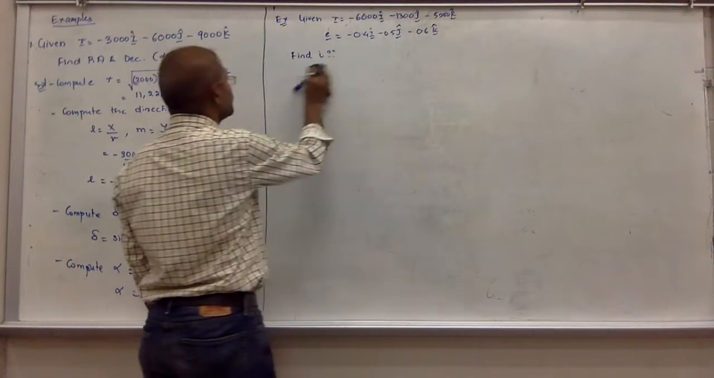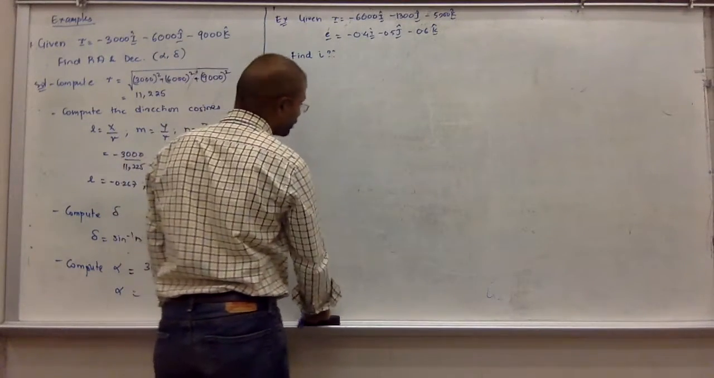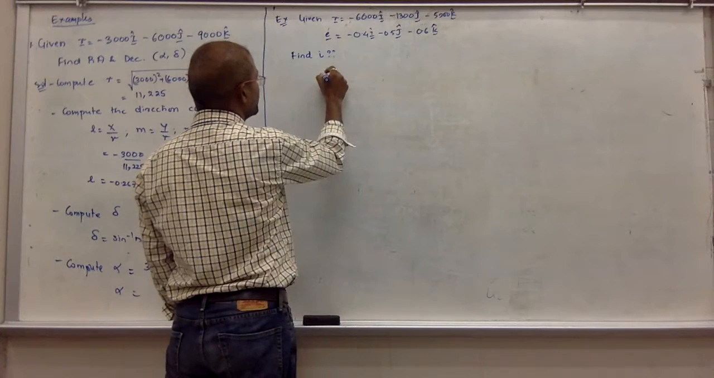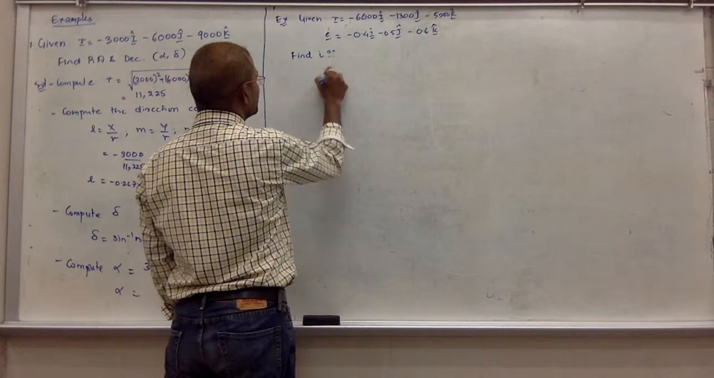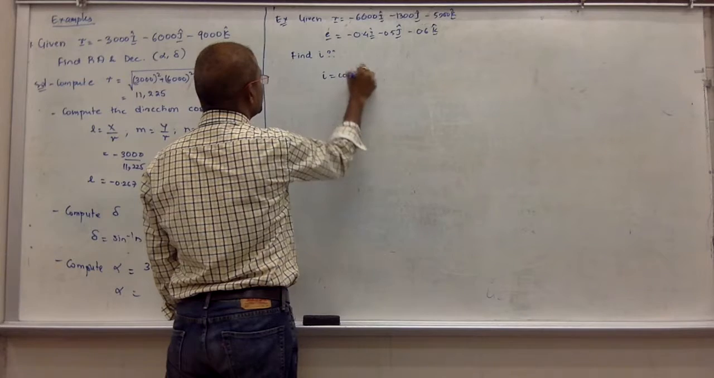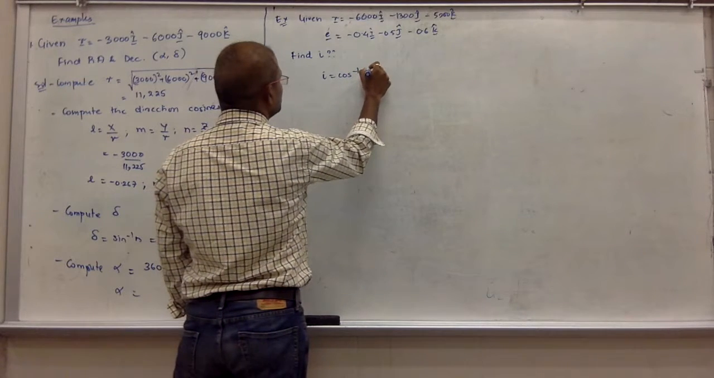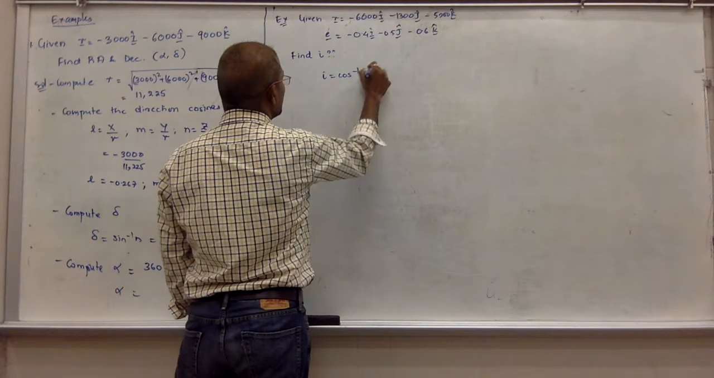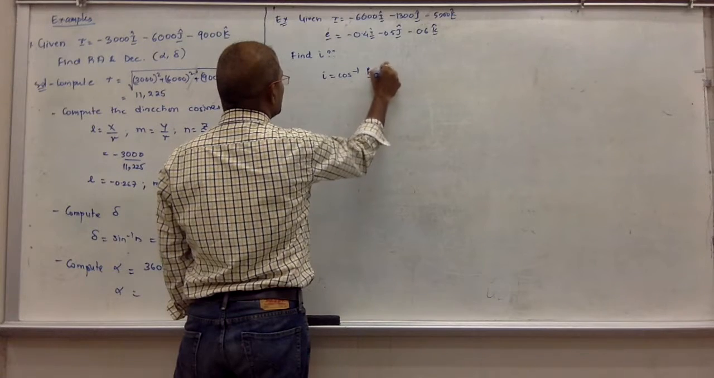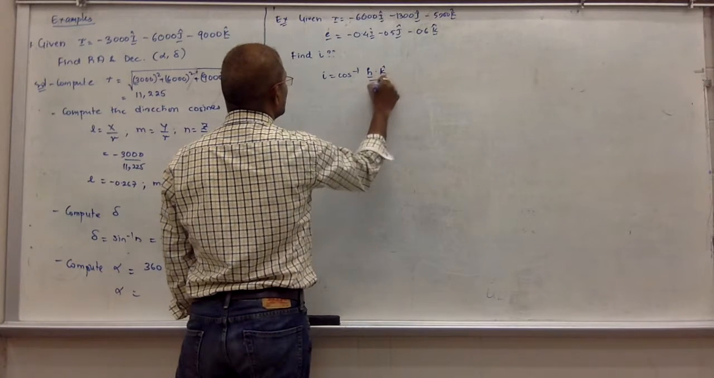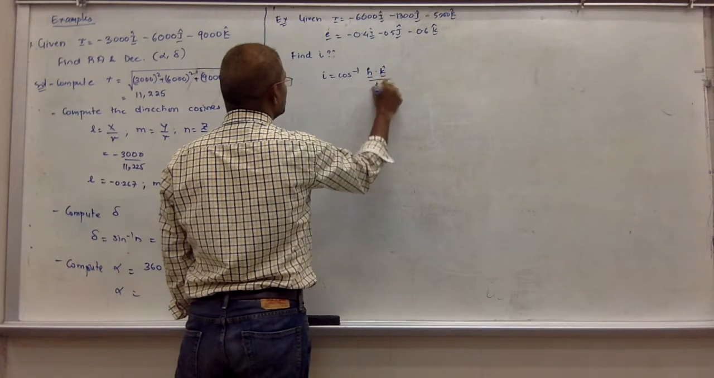See, these things, if you understand what the angle is, you don't have to remember the formula. You can just derive the formula. So here you can say I is cosine inverse H dotted with K divided by H.